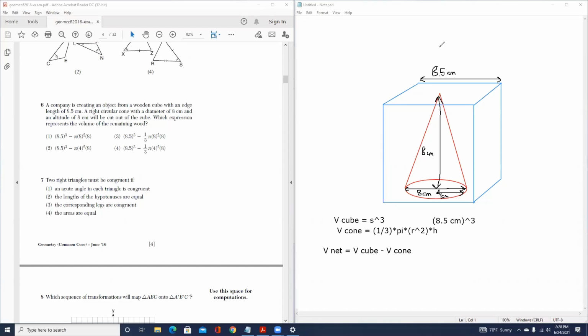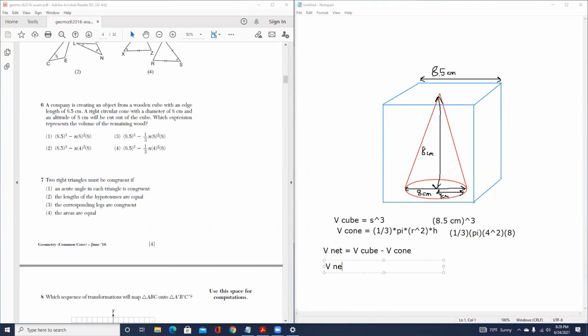Sorry, that doesn't look the best. Which in this case, you plug in, you get 1/3 pi times 4. Actually, I'll put it under parentheses to just make it look a bit better, but mathematically it doesn't make a difference, times 8.